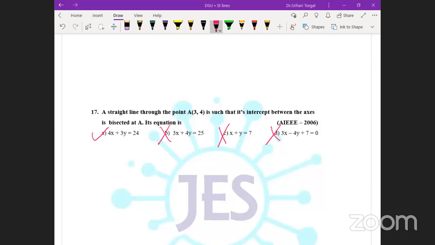A straight line through the point (3, 4) such that its intercept between the axes is bisected at A.